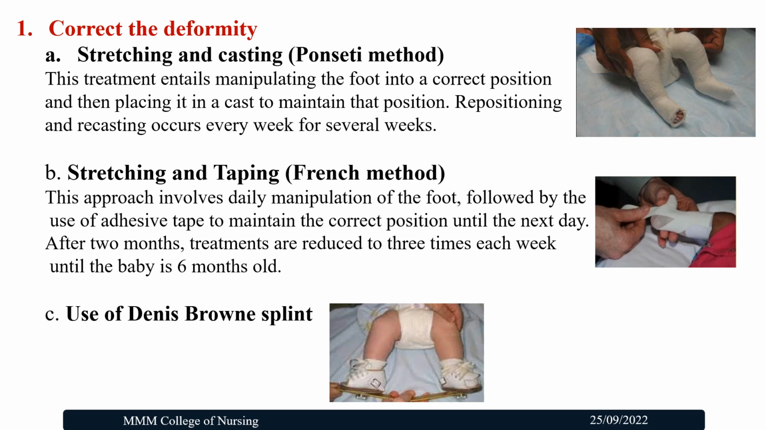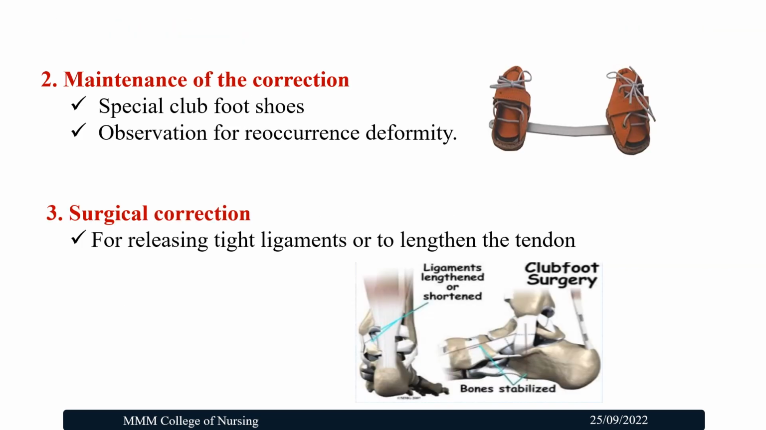The second method is stretching and taping, called the French method. It involves daily manipulation of the foot, with adhesive tape to maintain the correct position. The third one is the use of the Dennis-Brown splint. By the use of the splint, the foot position is maintained. Next, the second stage of treatment is maintenance of the correction by special clubfoot shoes and by observation. The third is surgical correction, for releasing the tight ligaments or lengthening the tendon.